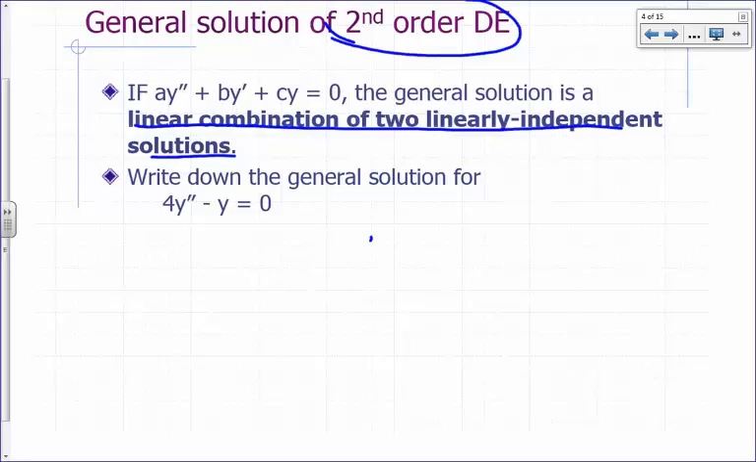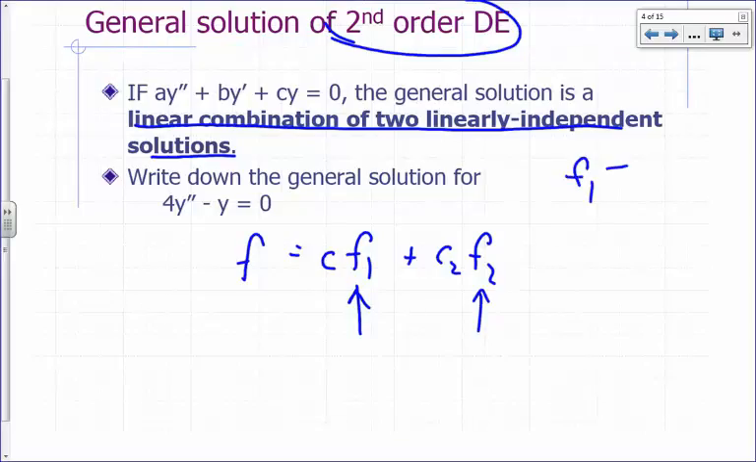if we let's say f1 is a solution and f2 is a solution, then you can say the general solution f is going to be c1 f1 plus c2 f2, a linear combination, provided your f1 and f2 are linearly independent. What do we mean by linearly independent? f1 cannot be equal to just some constant times f2. That's what linearly independent means, right?